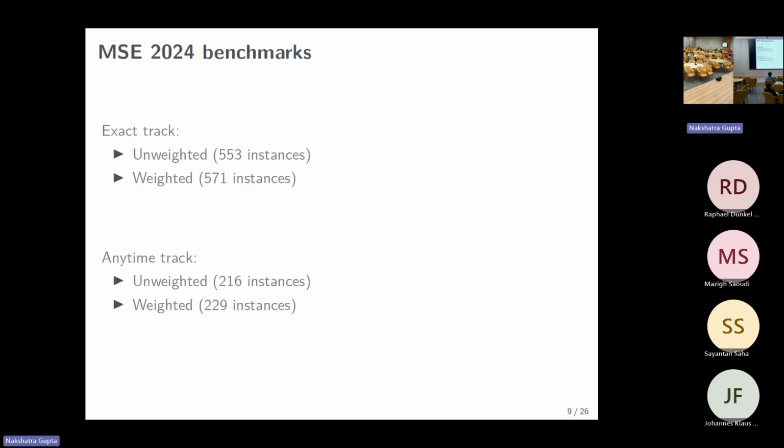In total, we ended up with 553 unweighted instances, 571 weighted instances. We aimed for 600, and whichever ones we could detect had an optimum cost of 0, we removed, since for most of the solvers, an optimum cost of 0 is a contest between whose SAT solver is able to solve it the fastest. Anytime track 216 and 229.